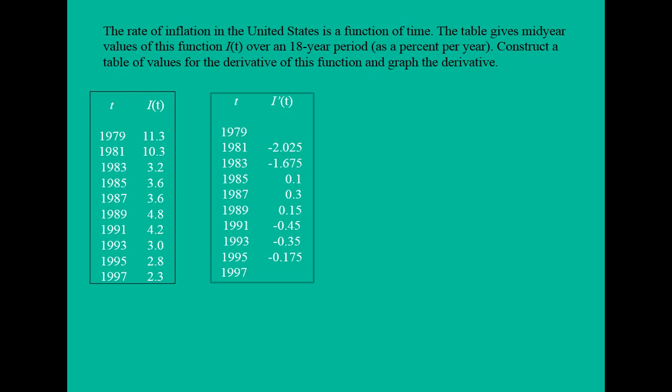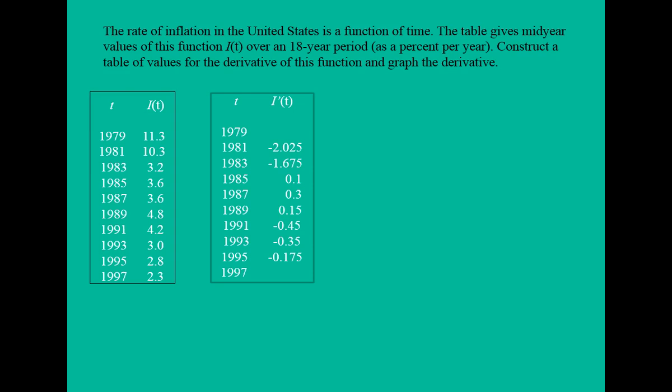The rate of inflation in the United States is a function of time. The table gives mid-year values of this function, I of t, over an 18-year period as a percent per year. Construct a table of values for the derivative of this function and graph the derivative.